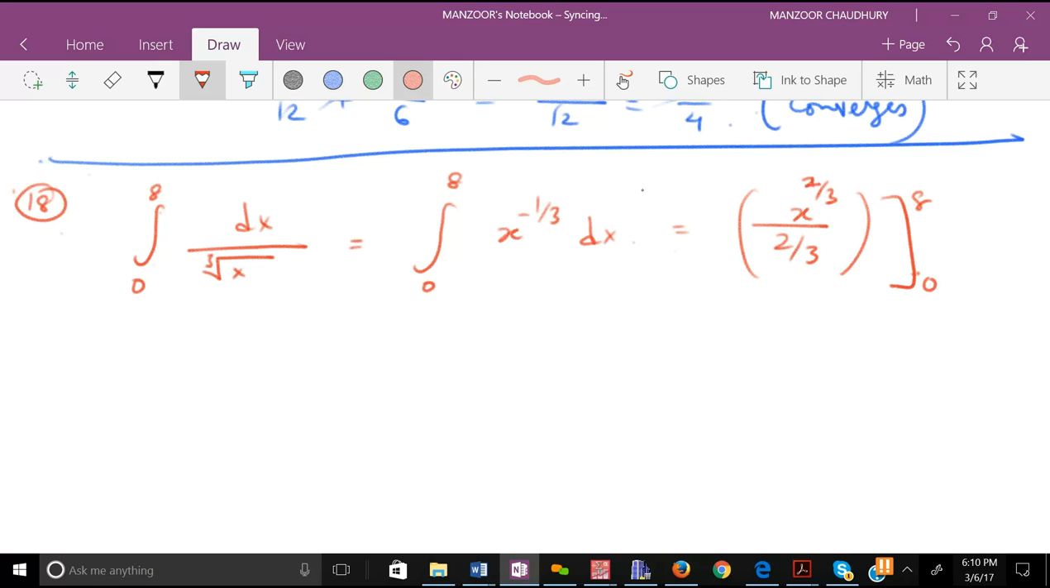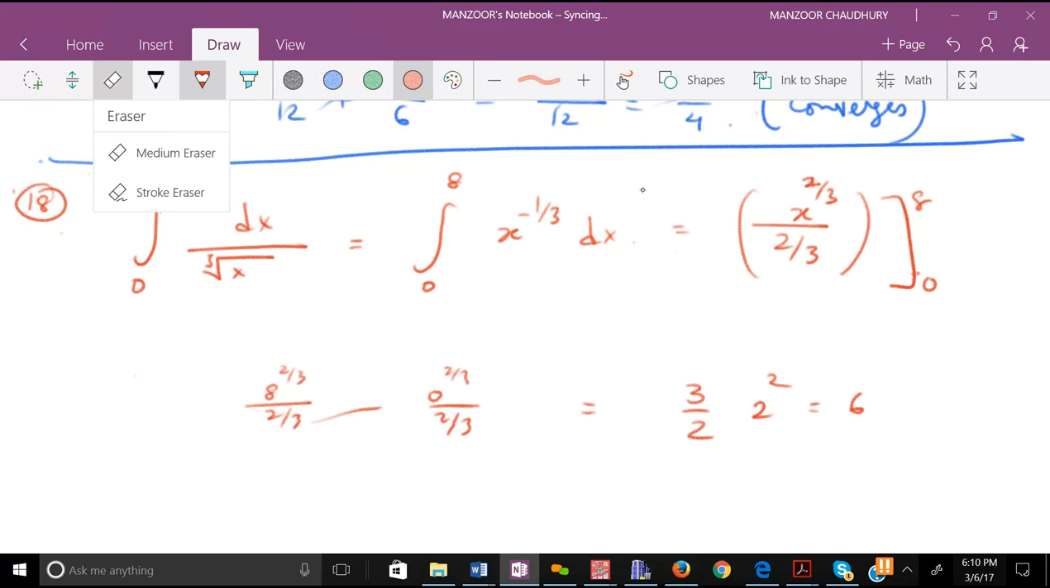You want to check it for the positive side. Well, it doesn't even matter. It doesn't even have to be positive side, because it goes away anyway. So you have basically 8 to the 2/3 divided by 2/3 minus 0 to the 2/3 divided by 2/3, right? That turns out to be, first one is 3 over 2. Cube root is 2, square, that's just 6. Easy, really easy. Okay. That's what I got also.